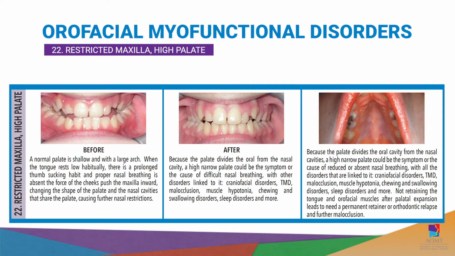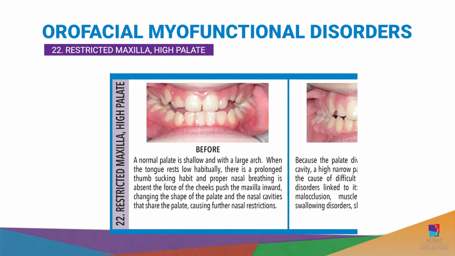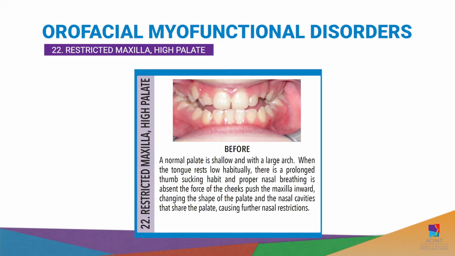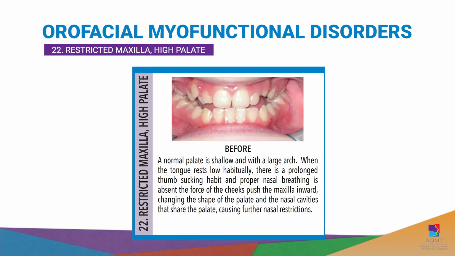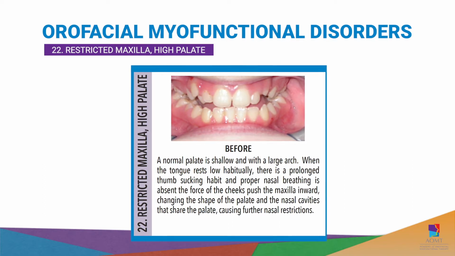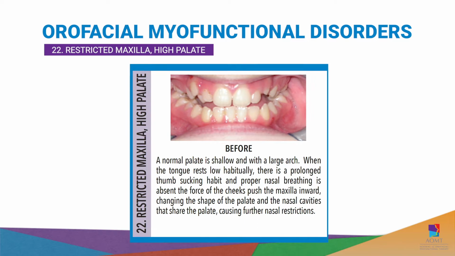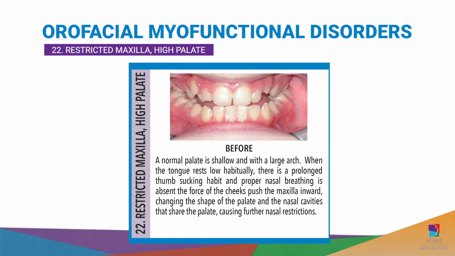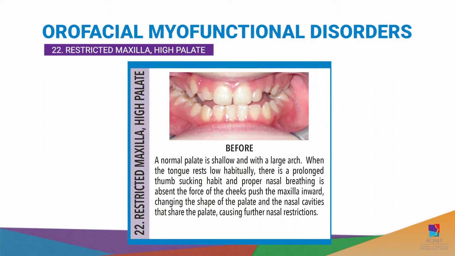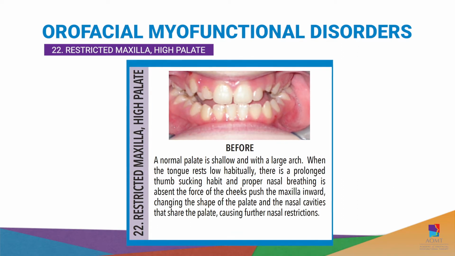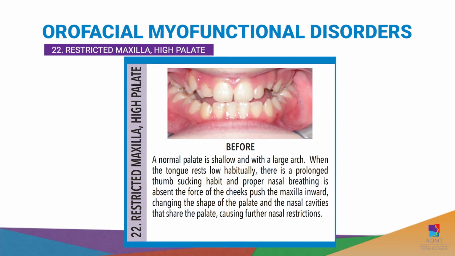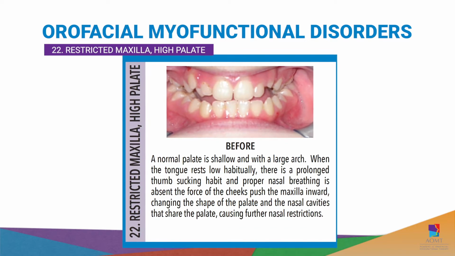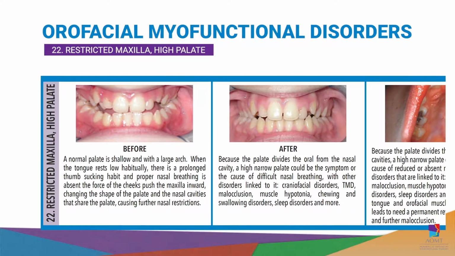22. Restricted maxilla, high palate. A normal palate should be shallow with a large arch, enough room to hold the tongue. When the tongue rests low habitually, or when there is a prolonged thumb-sucking habit and proper nasal breathing is absent, the force of the cheeks pushes the maxilla inward, changing the shape of the palate and the nasal cavities that share the palate, causing further nasal restrictions.